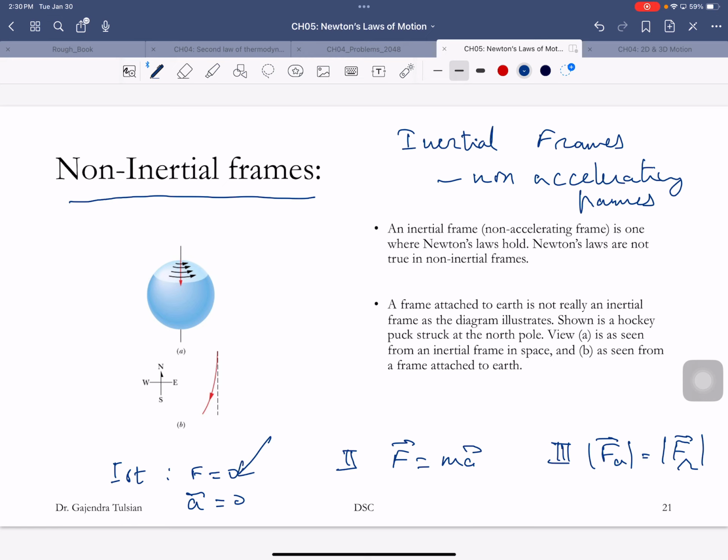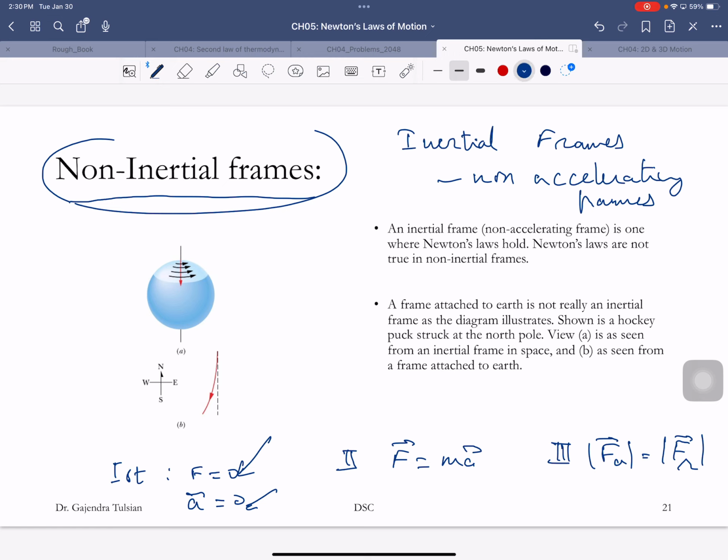The first law says if the net force acting on an object is zero, its acceleration is zero, and it will move in a straight line. It will maintain constant velocity. Now let's do the following. A non-inertial frame is an accelerating frame. So for instance, a rotating frame is an accelerating frame. If you're standing on a merry-go-round and it's spinning, that's a rotating frame, and that's a non-inertial frame.